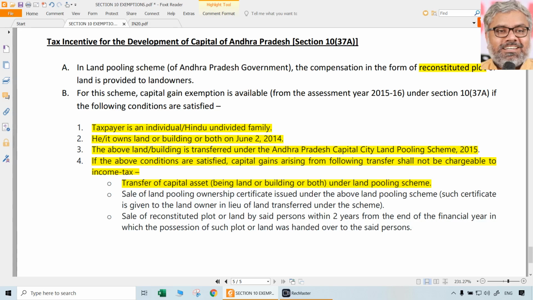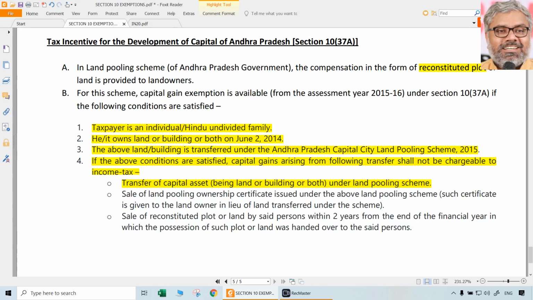But the reality here is that the people who gave up their lands did a favor to the state government. Any government is government. They gave up the land, and you are saying, okay, no problem, whatever transfer you made, it is exempt. Enjoy. First of all, why should they transfer?